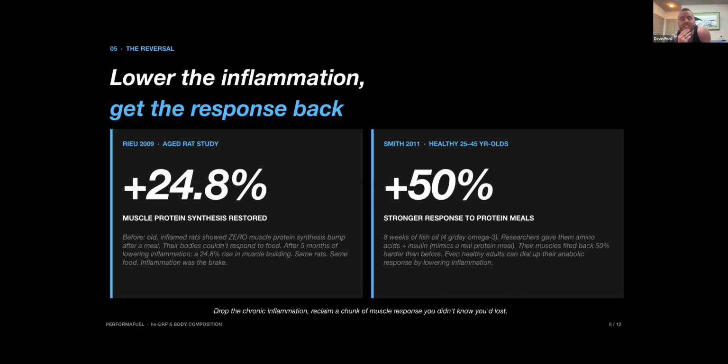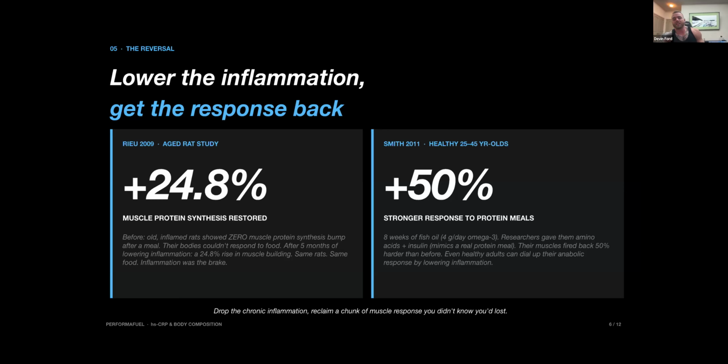That's the equivalent. I'm pretty sure taking really high dose steroids would give you the same effect. I'm pretty sure you can increase muscle protein synthesis just lying down by taking steroids, and it'll be about a quarter, like 25%. So that's the equivalent of taking steroids just by having your inflammation down.